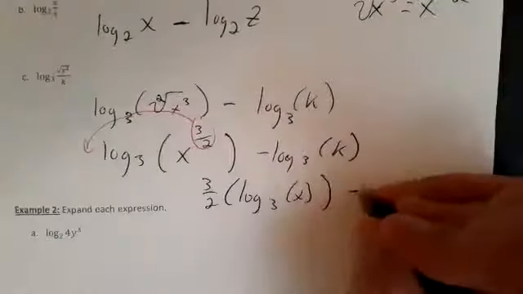If I want to do the multiplication, I'm expanding this, so I should end up with more things. And so the first thing I see is a 4, and we're multiplying that by a y to the 3rd. So now we're adding 2 separate logs. This is log base 2 of 4. 4 is 2 to the 2nd power.